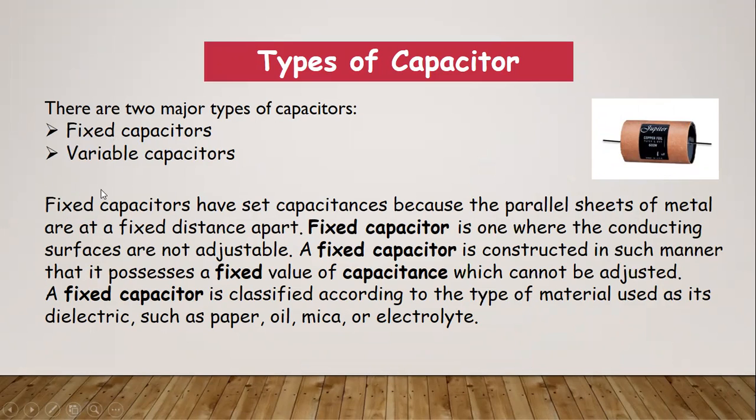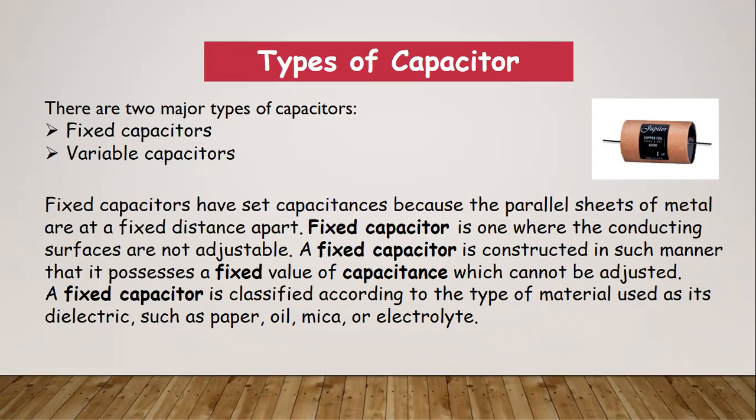As the name implies, fixed capacitors have set capacitance because they are made of parallel sheets of metal plates at a fixed distance, so there is nothing we can physically change in the capacitance of that capacitor, or electromagnetically. The fixed capacitor is the one where the conducting surfaces are not adjustable, and their construction is such that their value of capacitance cannot be adjusted or changed.